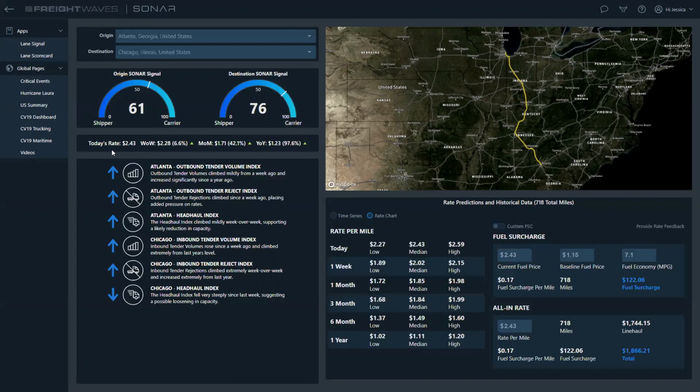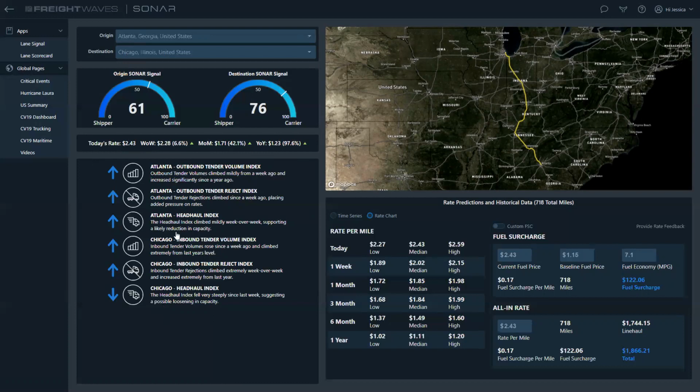Right underneath that, we have today's rate. So what our rate is for today, the weekly change for rate, monthly change, and yearly change. So for Atlanta to Chicago, we are up across the board, week over week, month over month, and year over year. The bottom left-hand corner here has some common language, some talking points that you can discuss with your customers or your carriers about this lane.